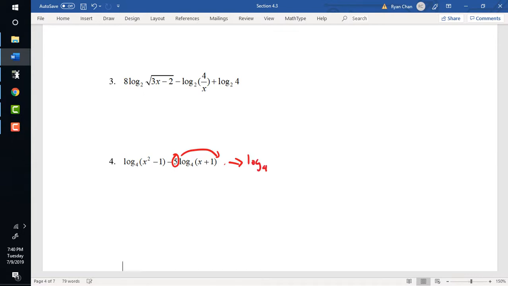Log base 4 of x squared minus 1, minus log base 4 of x plus 1, and I'll raise it to the 5th. Okay? So now, because I can subtract, and now I don't have a number in front, I can divide like the following. So I do log base 4, and it'll be x squared minus 1 all over x plus 1 to the 5th.